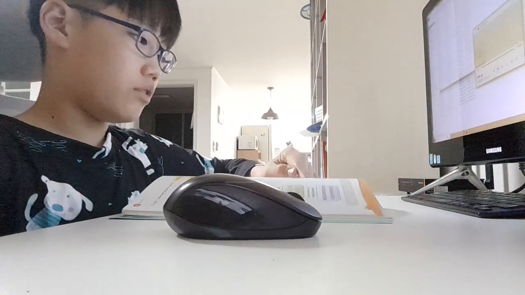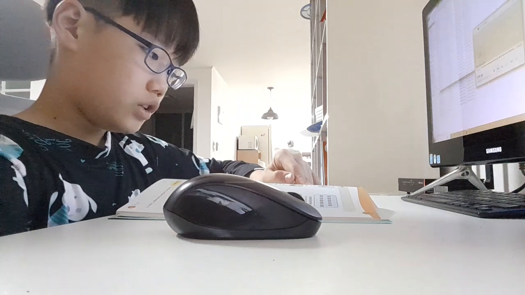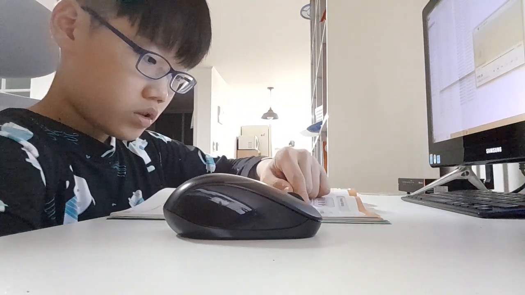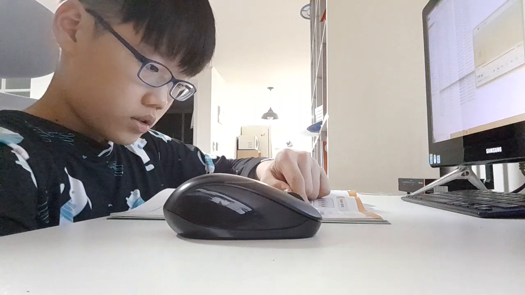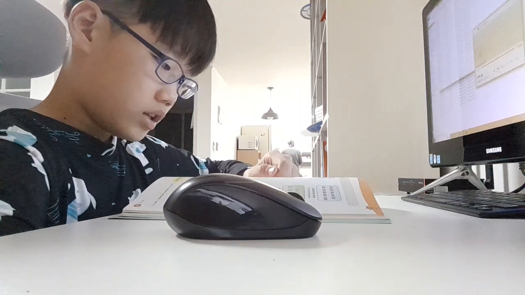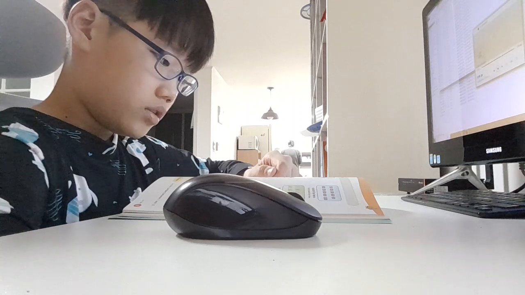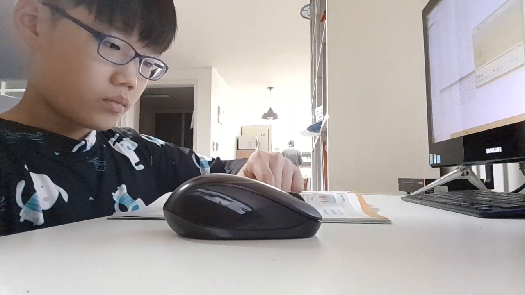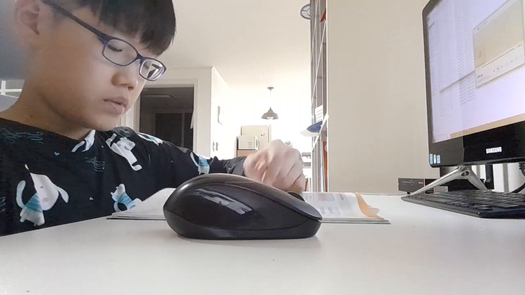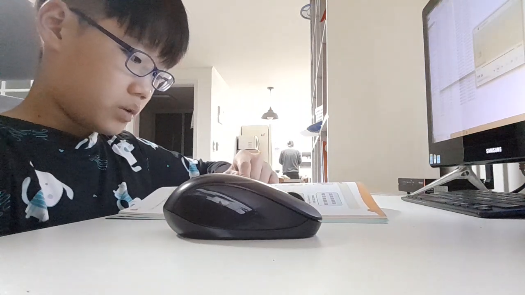Power verbs. Continue. Let's continue counting. Count by tens. I can count by tens. Find out. Let's find out the answer. Count by fives. I can count by fives. Count backward.